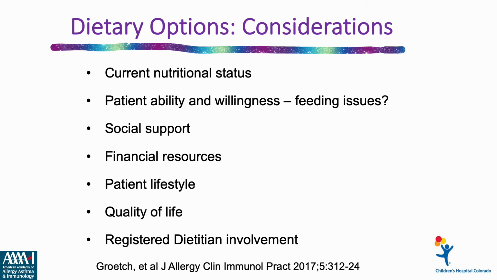Some of these kids also have feeding issues because some children develop EoE in the first few years of life when they're learning how to eat properly, and they actually have to have feeding therapy in order to help them learn how to eat appropriately. Then they have to have the social support, parents who will help them stay on the diet, and the financial resources, because sometimes the foods are a little more expensive.